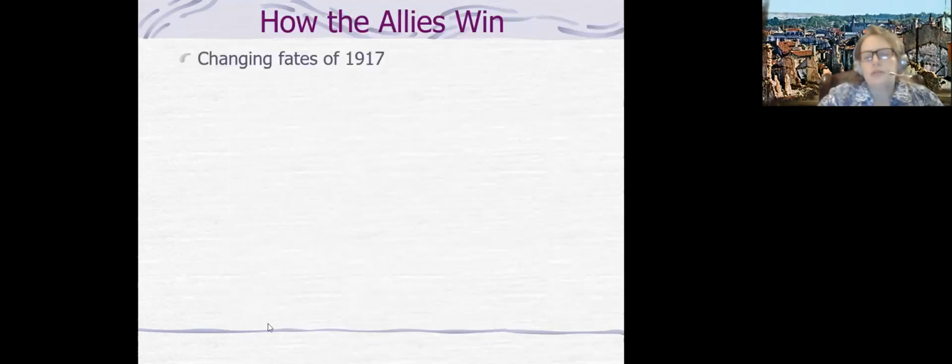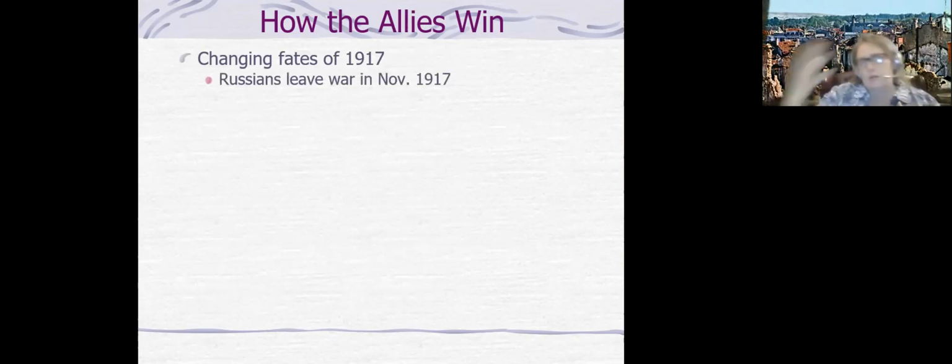1917 represents some changes, not only because the United States enters the war, but because the Russians are also going to leave the war. The Russian Revolution begins in March and has fortunes changing across the summer. And by November, the communists under Lenin have begun to get a good hold on the government. Lenin realizes that he has to make good on his promise. His promise was peace, land, and bread.